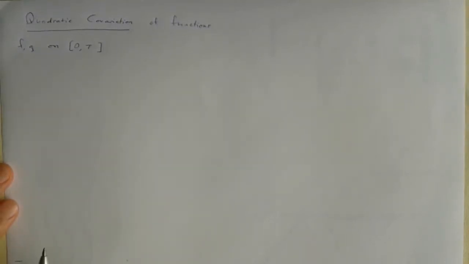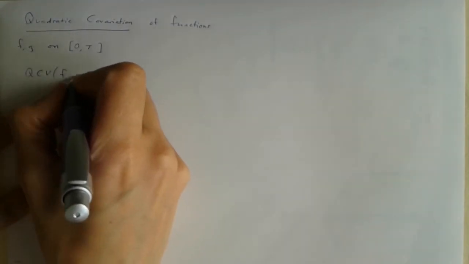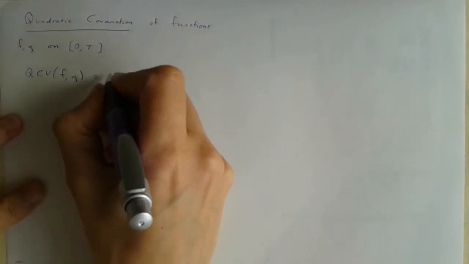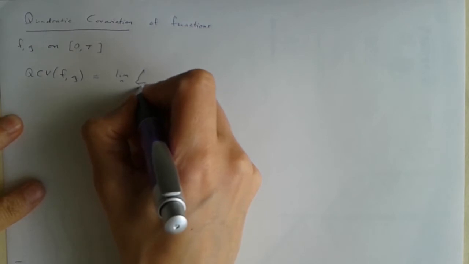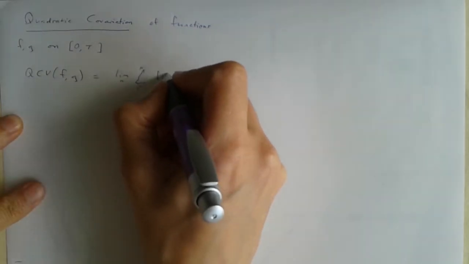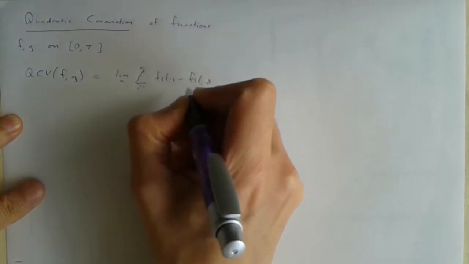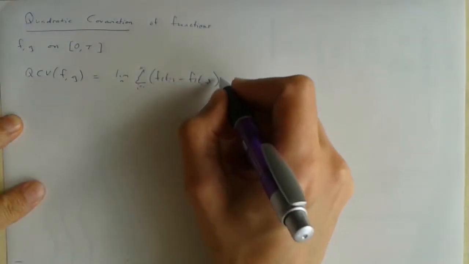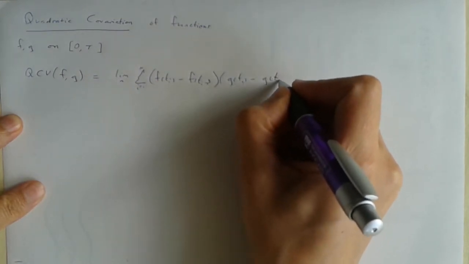Quadratic covariation. This is something we have for two functions, any two functions, f and g, on a time interval. The quadratic covariation of f and g is, perhaps you can guess what this is. We take the increment of f over a time interval and multiply that by the increment of g.